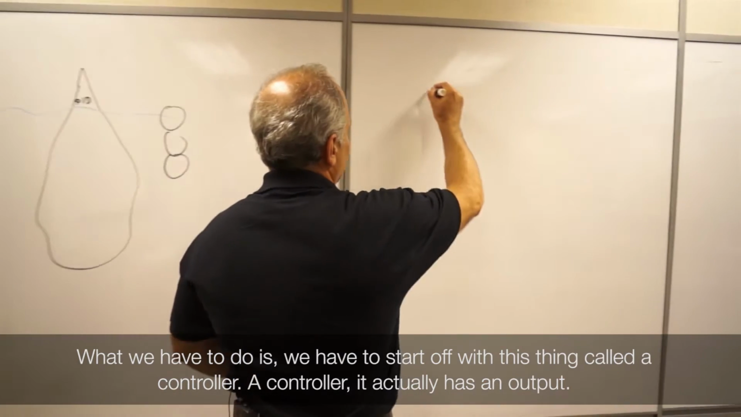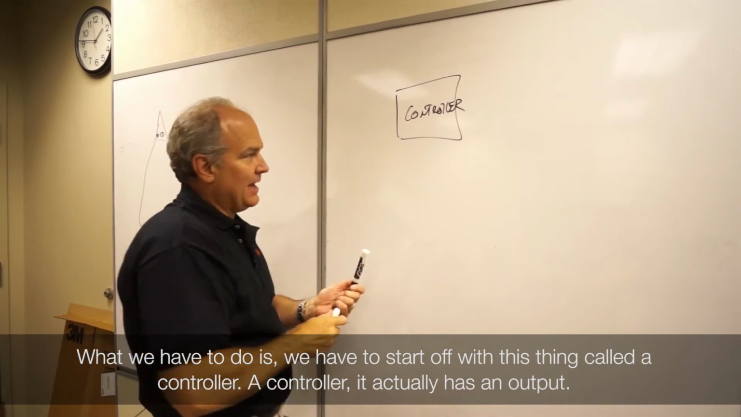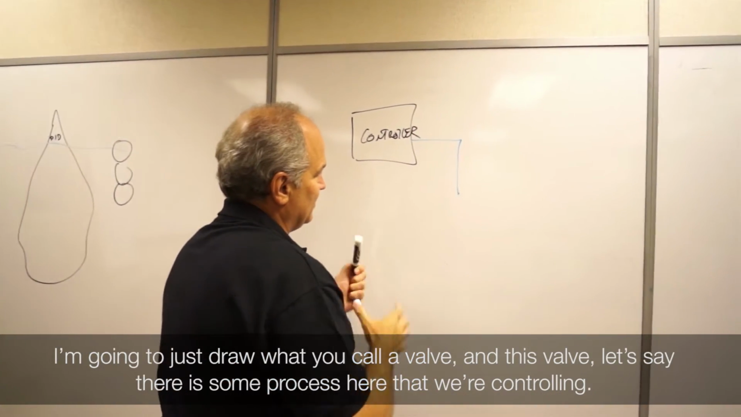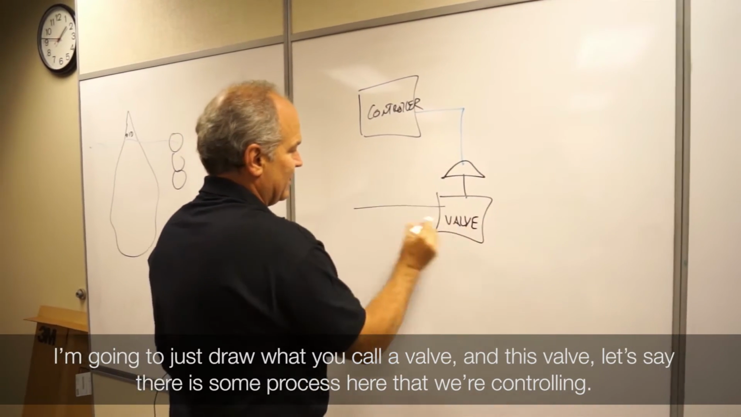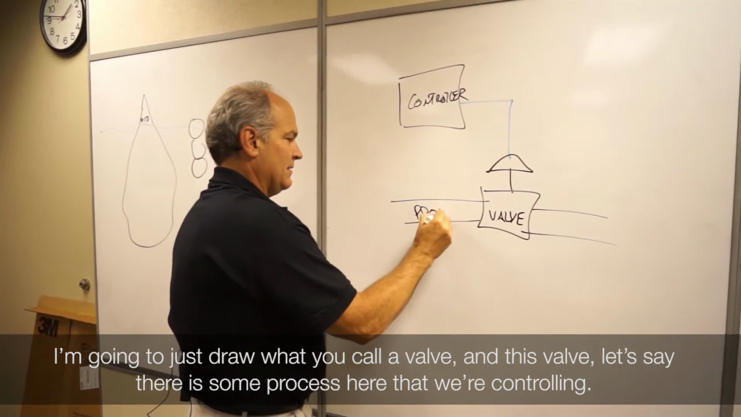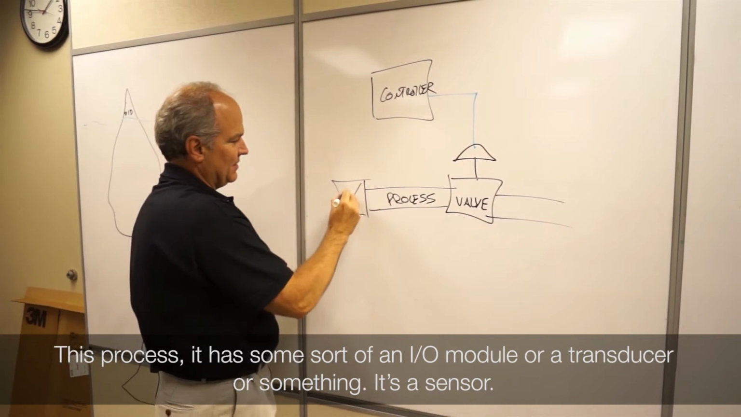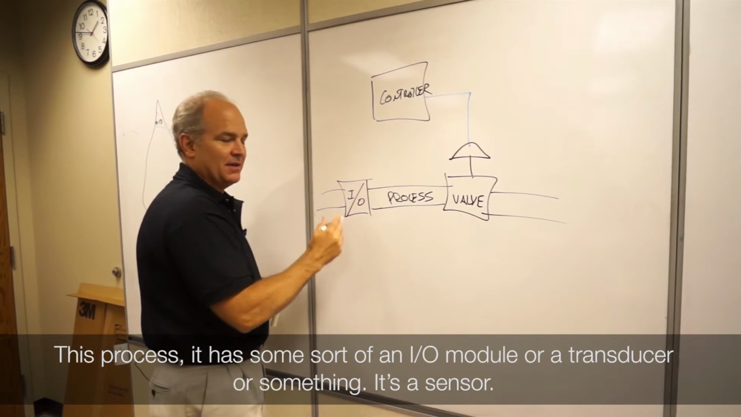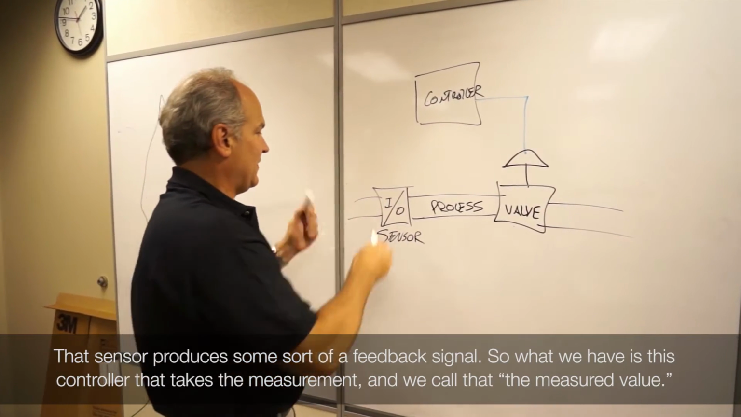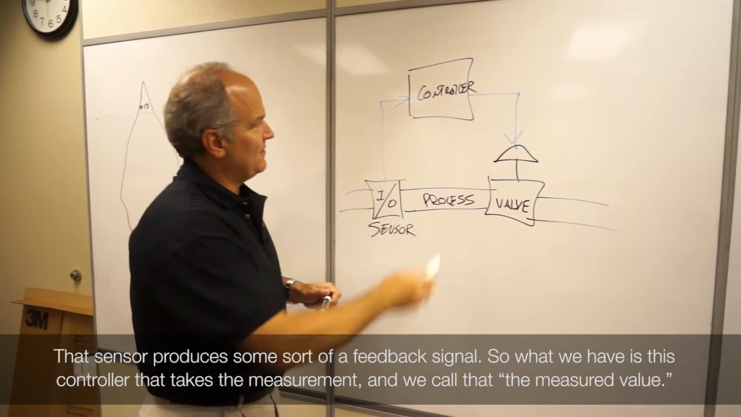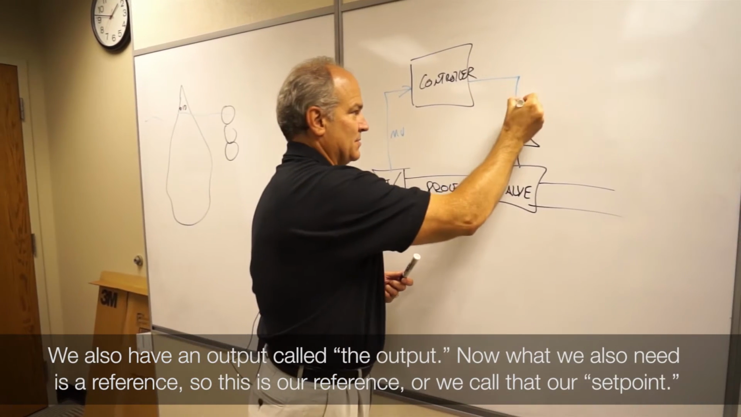Now we have to start off with this thing called a controller. That controller has an output, and it will talk to, I'm just going to draw a valve. And this valve, let's say there's some process here that we're controlling. This process has some sort of I/O module or transducer, a sensor, and that sensor produces some sort of feedback signal. So this controller takes the measurement, which we call the measured value, and we have an output, which we call the output.